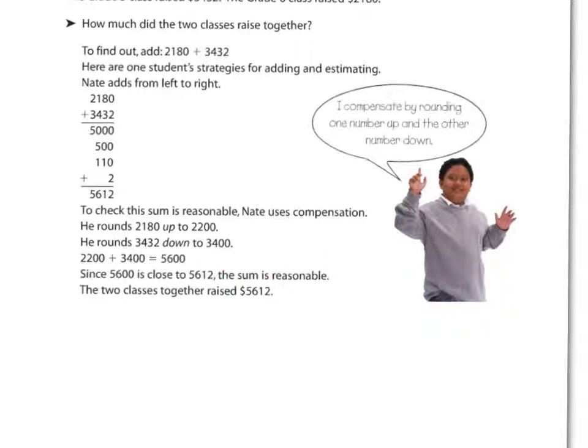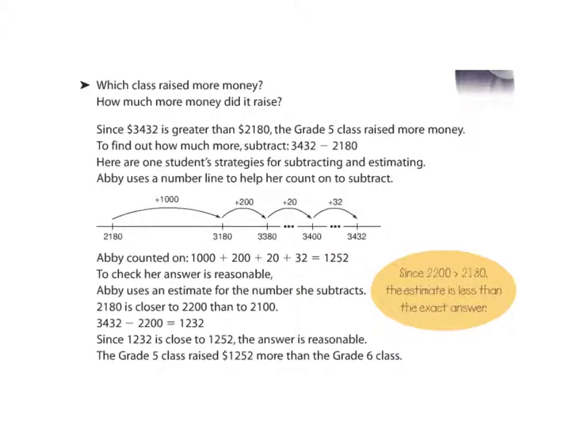It is probably correct. The next part of the question: which class raised more money? How much more money did they raise? Since 3,432 is greater, we already know that the grade 5 class raised more money. Now we need to find out how much more. So when we're finding out the difference, how much more, we subtract. So we have to subtract 2,180 from 3,432.